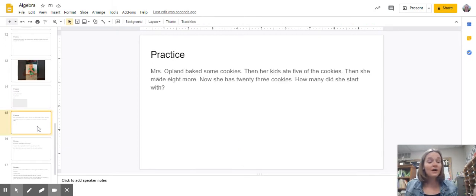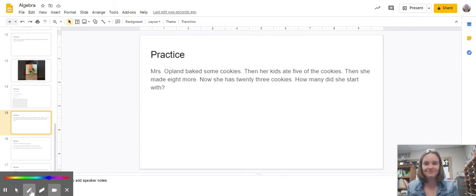Let's do one last story problem together. Please write this down. So in your math journal today, you just need 2 examples. It'll help you out tomorrow. Promise. All right. And Mrs. Oplin baked some cookies. Then her kids ate 5 of the cookies. Then she made 8 more. Now she has 23 cookies. How many did she start with?